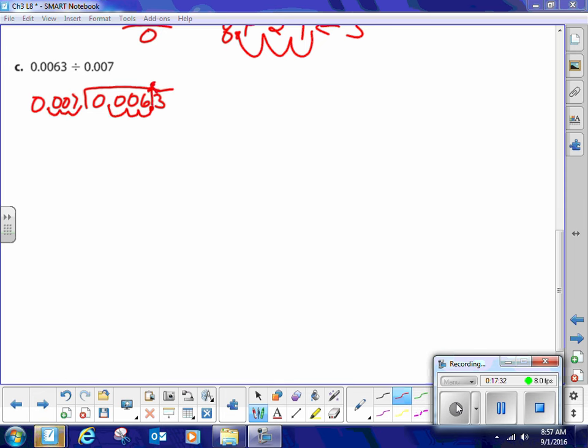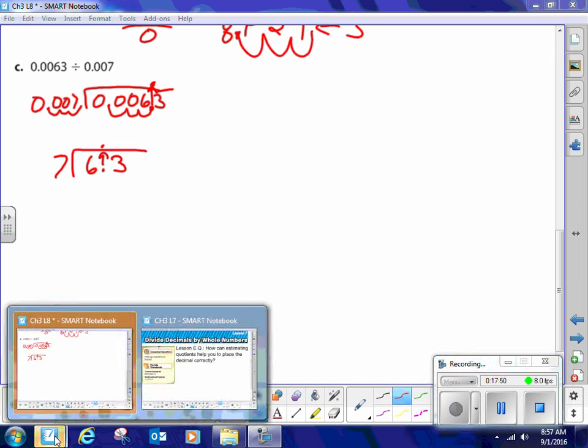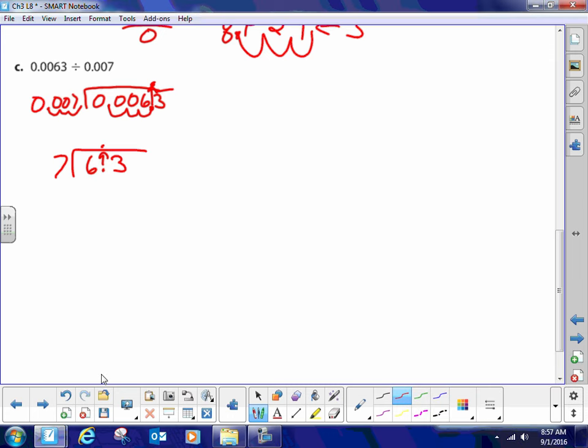Okay, so now let's rewrite this so that it looks nice. I have 7 divided into 6.3. Now look, I rewrote it so it's nice and pretty, so I don't have all this garbage here. Okay, 7 goes into 6 0 times, but 7 does go into 63 9 times. So that's 63. All right, and then if you come over here and you multiply.